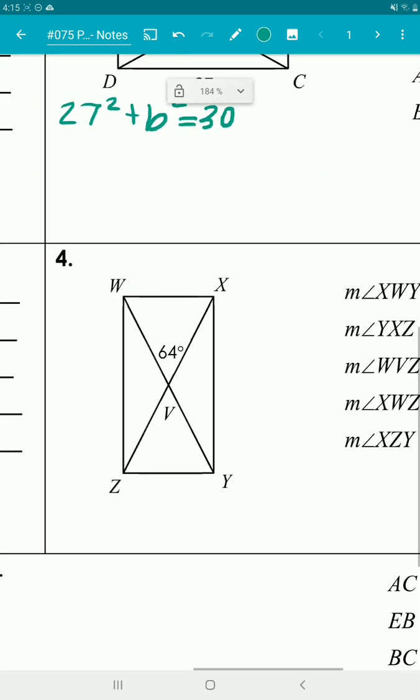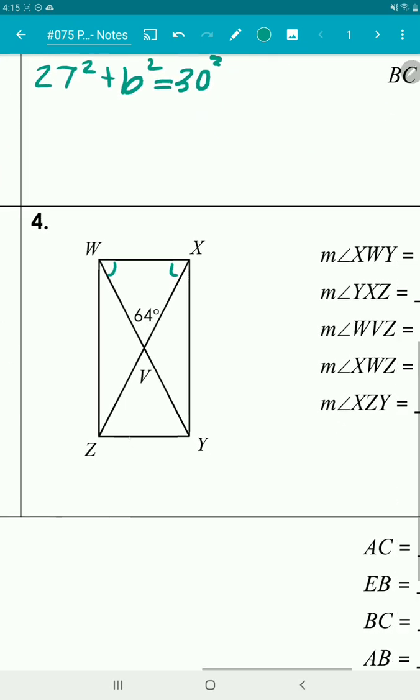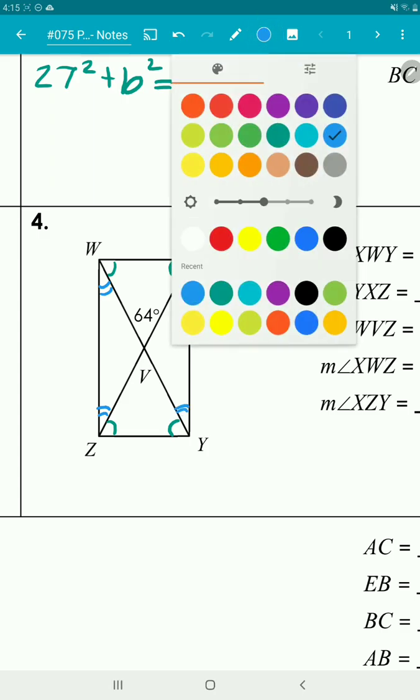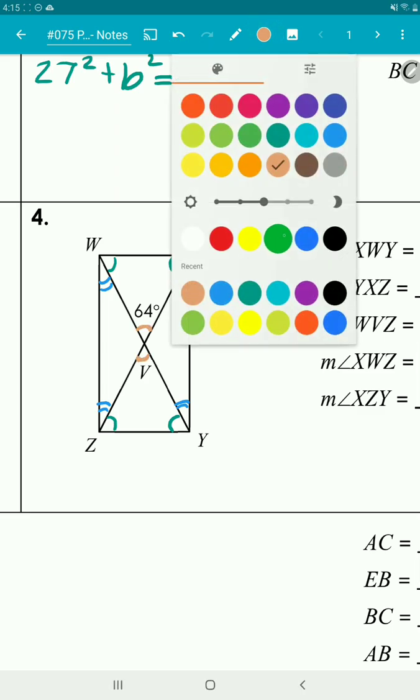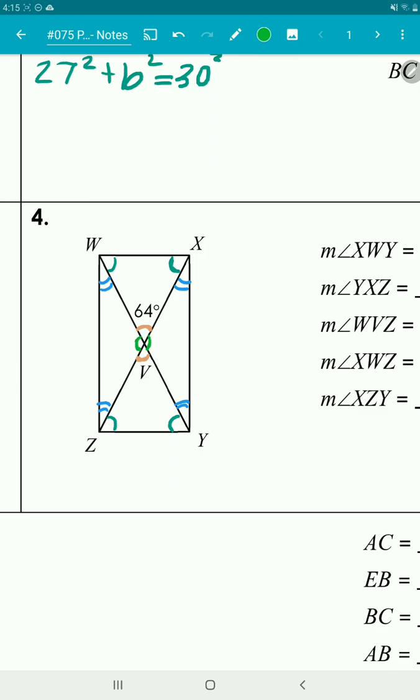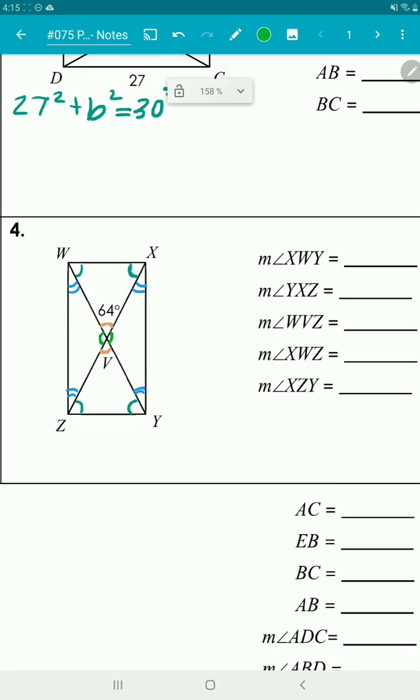I will go ahead and start you off by saying these ones are the same. Okay, no matter what, these angles are the same. Okay, I'm going to use a different color. These angles are the same. Okay, I'm going to go ahead and do orange. These ones are the same because they're vertical angles. And then lastly, we have that these angles are the same. Okay, so go ahead and try this on your own now. Go and pause it and try number 4 on your own.